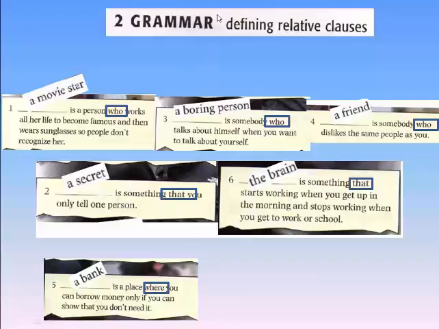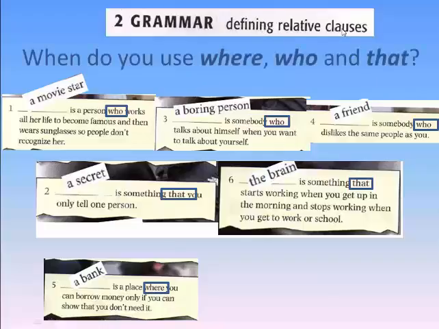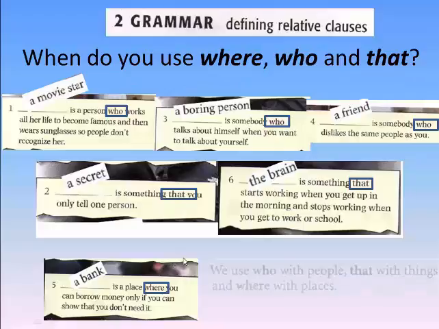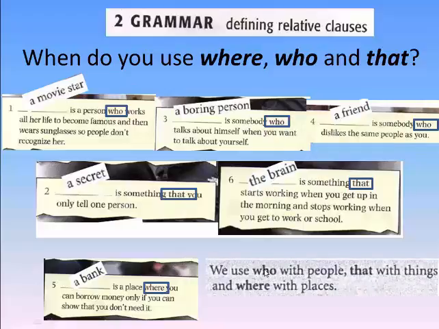Here we are going to study defining relative clauses. And we need to know when to use where, who, and that. If we look at this, it looks as if we use who with people, we use that with things, and we use where with places. But how do we use it? Okay.